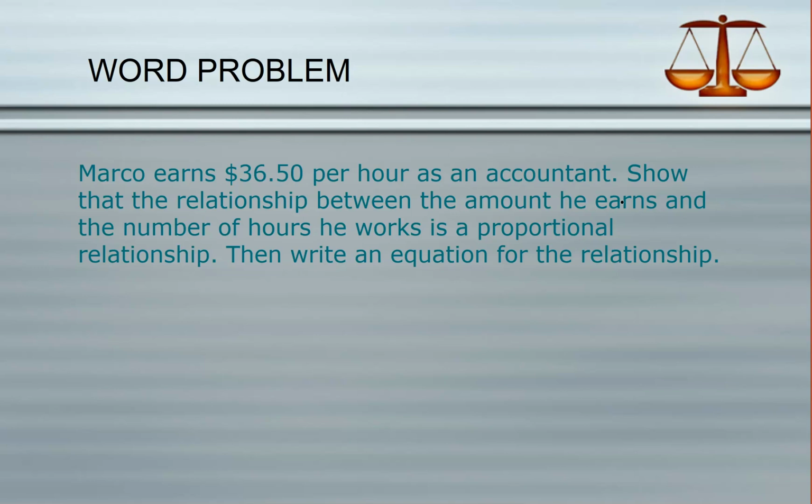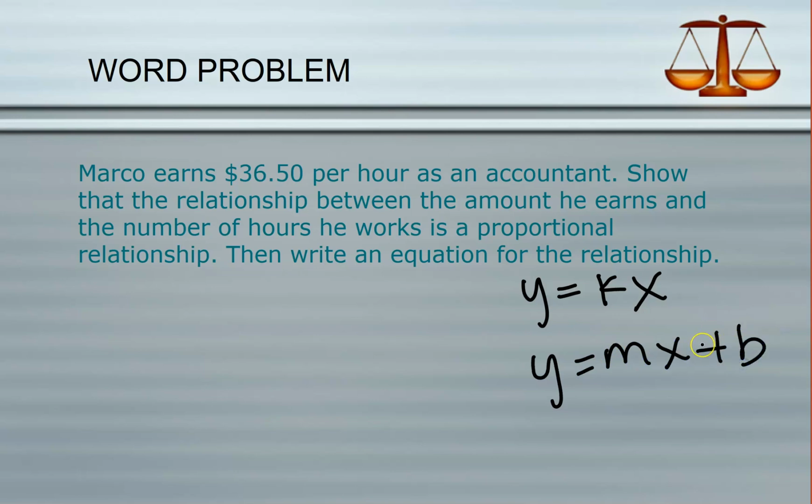Here it says Marco earns $36.50 per hour as an accountant. Show that the relationship between the amount he earns and the number of hours he works is a proportional relationship. Then write the equation. Back in seventh grade, you saw y = kx. In eighth grade, we see y = mx + b. We take the b out right now because this is what you're going to learn later on. k and m are actually the same thing. So y = kx, y = mx, they're actually the same thing.